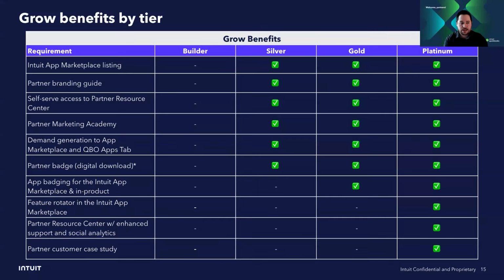So how does this land in terms of a tier structure? Once again, this really starts at the silver level. Builder, of course, gets access to the core platform, but silver is where we start to really showcase the benefits for growing your app. We will add in kind of everything when it comes to Partner Resource Center, and the digital badge will be available at silver. At gold, we have app badging becoming available. And then at platinum, we have some additional features just to help you get found, discovered, and adopted.